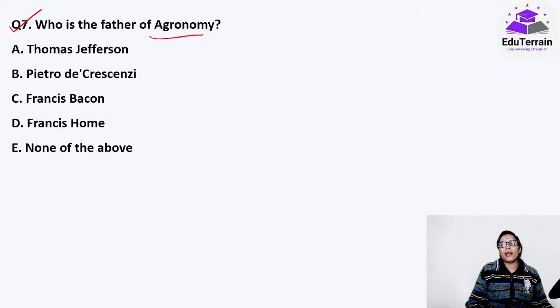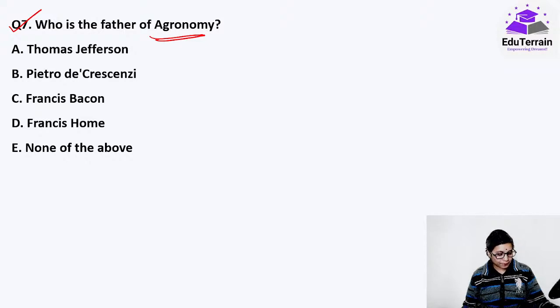Yes, moving on to our next question. Who is the father of agronomy? The same question was asked in one of the earlier NABARD grade A examination. Phase 1 में पूछा गया था ये question. Generally, these kind of questions, straight questions, they are asked in the phase 1 examination. Father of agronomy. He is the one who has contributed a lot of concepts actually to agronomy. Hence, he is considered as a father of agronomy.